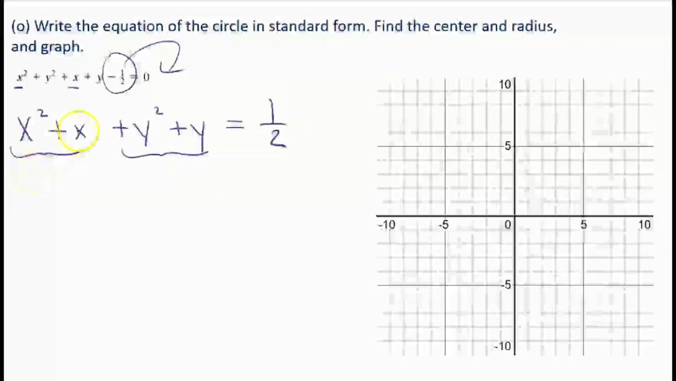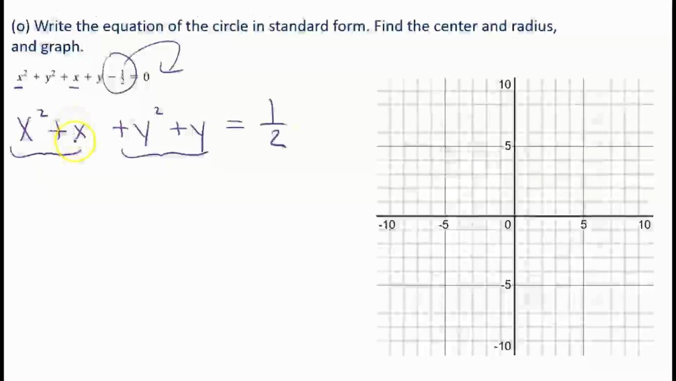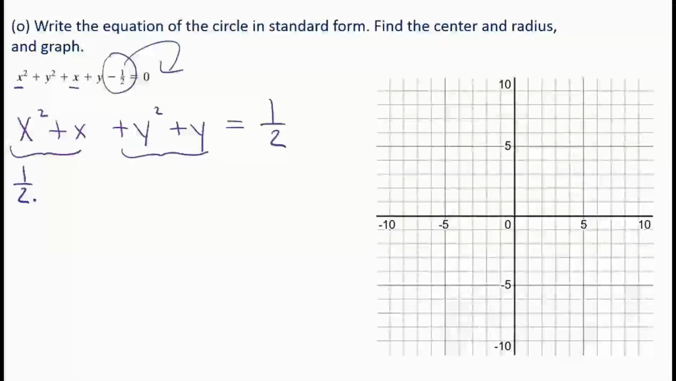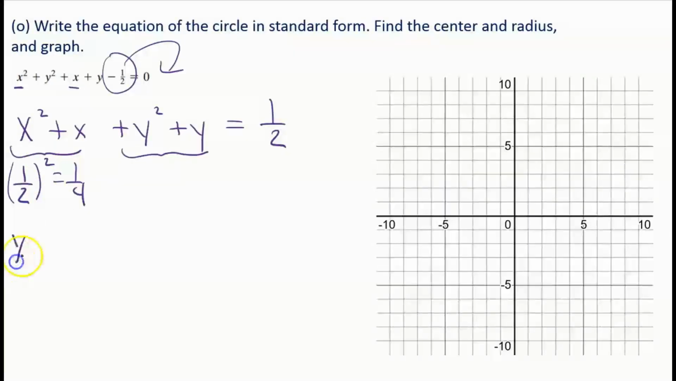So I'm supposed to take half of 1. Look, my x coefficient is 1. So half of 1 is 1/2. And then I'm supposed to square that number, right? So I put parentheses around it and square it. That gives me 1/4. So I'm going to add 1/4 in right next to my x value and on the other side too.